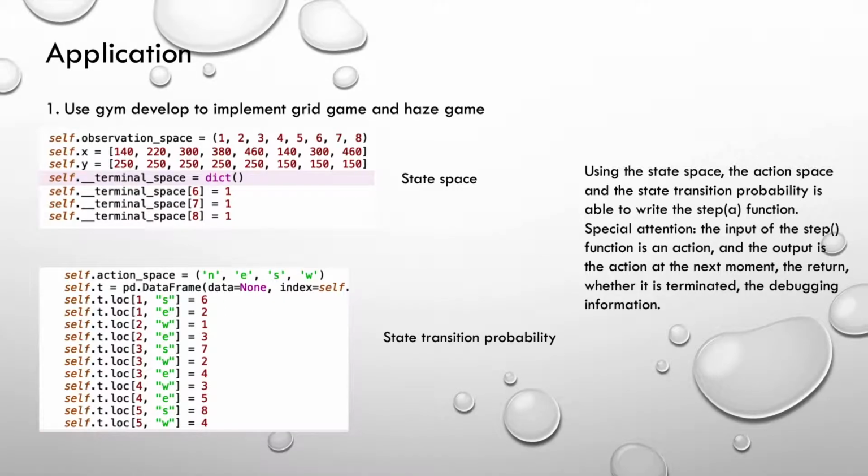Use the following functions to represent the state space and state transition probability. Using the state space, the action space, and the state transition probability, we are able to write the step function. Special attention: the input of the step function is an action, and the output is the state at the next moment, the reward, whether it is terminated, and the debugging information.